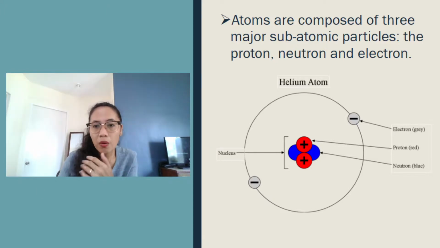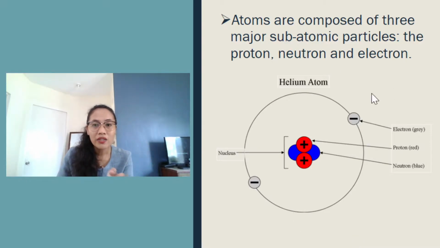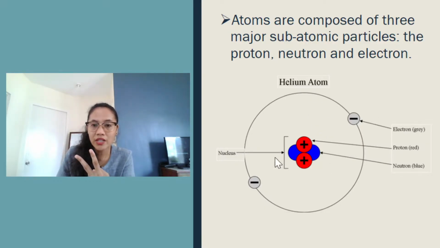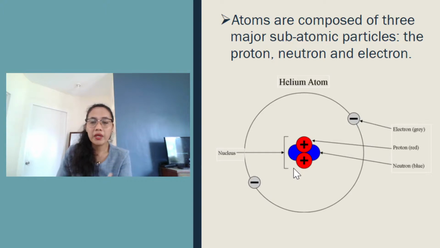So take note that in our illustration here, kindly evaluate. This is the helium atom, and you had this in page 2. So all atoms have two regions. The first region we have here is the inner region. We have the nucleus, just like the cell has a nucleus. So the atom has a nucleus. We call it the nuclear region. And in that region, we could see two subatomic particles, and these are the protons and the neutrons. While in the outer region, we have the electrons.